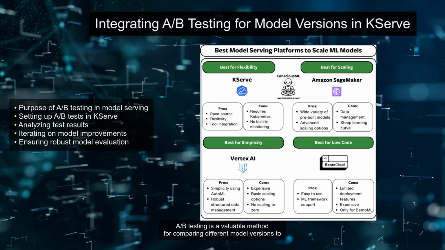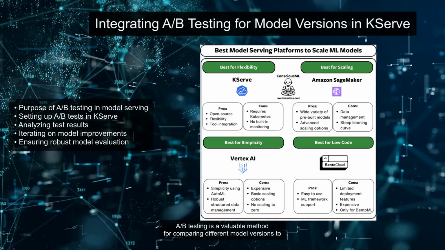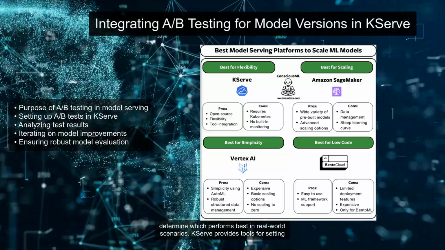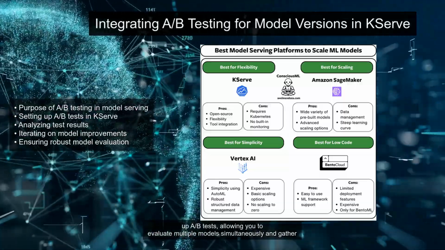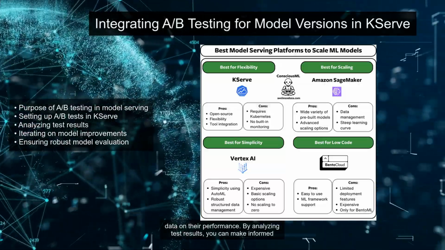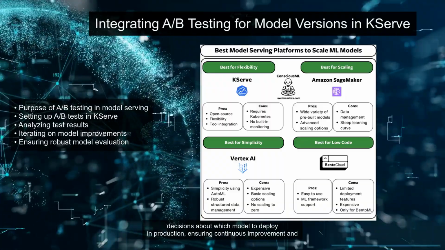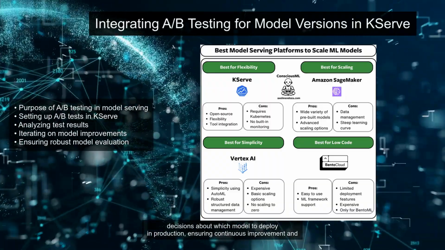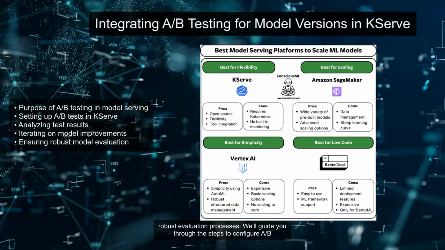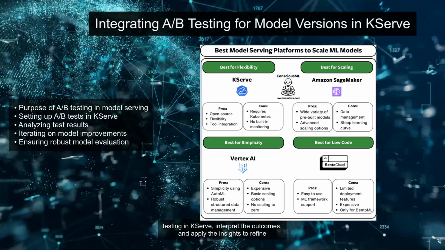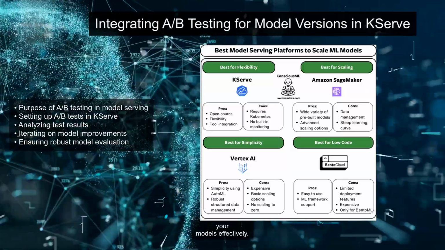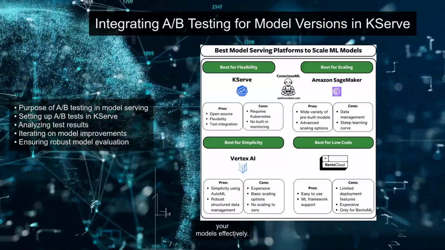A/B testing is a valuable method for comparing different model versions to determine which performs best in real-world scenarios. KServe provides tools for setting up A/B tests, allowing you to evaluate multiple models simultaneously and gather data on their performance. By analyzing test results, you can make informed decisions about which model to deploy in production, ensuring continuous improvement and robust evaluation processes. We'll guide you through the steps to configure A/B testing in KServe, interpret the outcomes, and apply the insights to refine your models effectively.